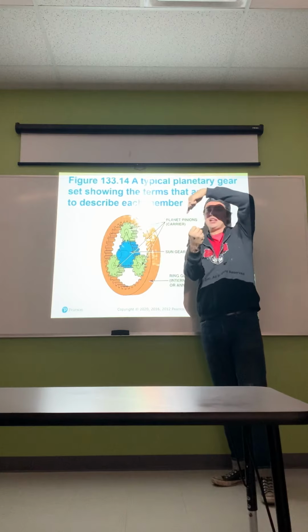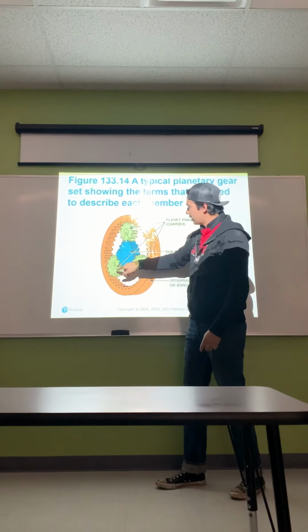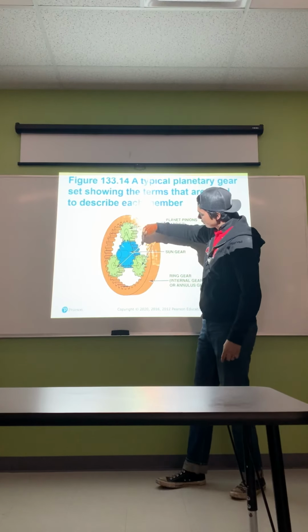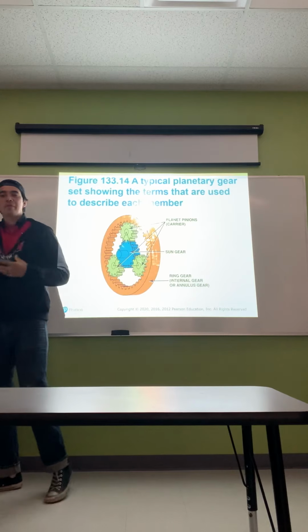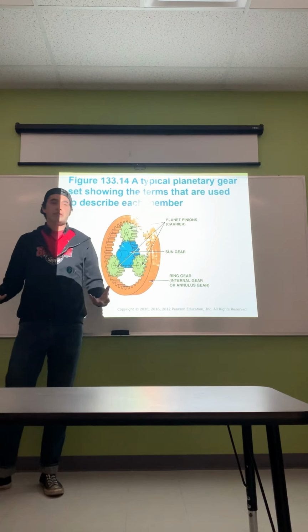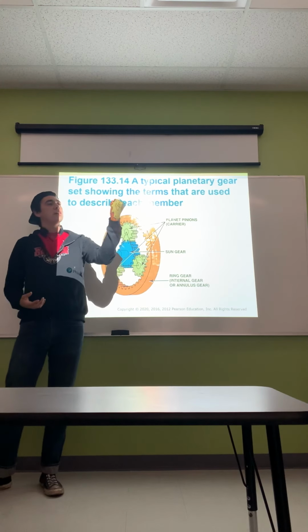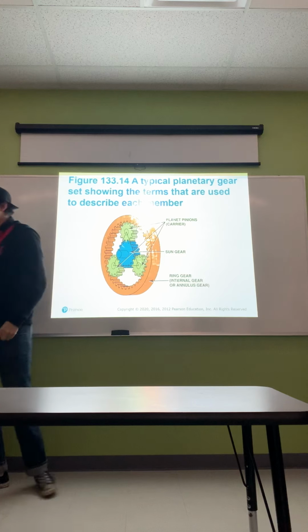As the planets rotate, they're also circling around the sun. So think of these as our planets. As they rotate around the sun, they're also spinning as well. So that's why we call it a planetary gear set, because it basically copies how the entire universe functions. You got your main sun or your main star, you got all the planets rotating around it as it circles around.